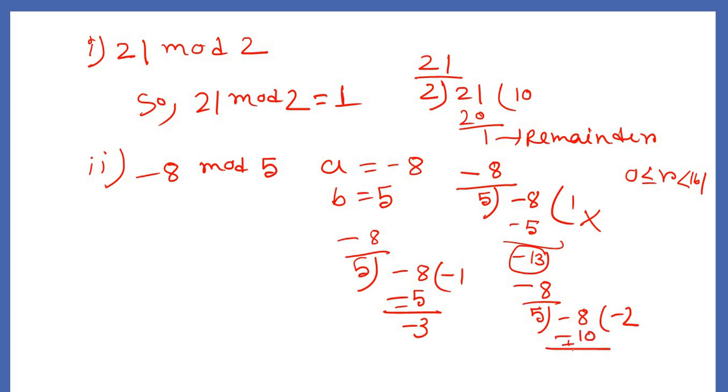Now if we subtract, then minus 8 plus 10, that is 2, and 2 is a positive remainder that we can take. Therefore 2 is the remainder, and that would be your answer. Therefore minus 8 mod 5 is equal to 2.